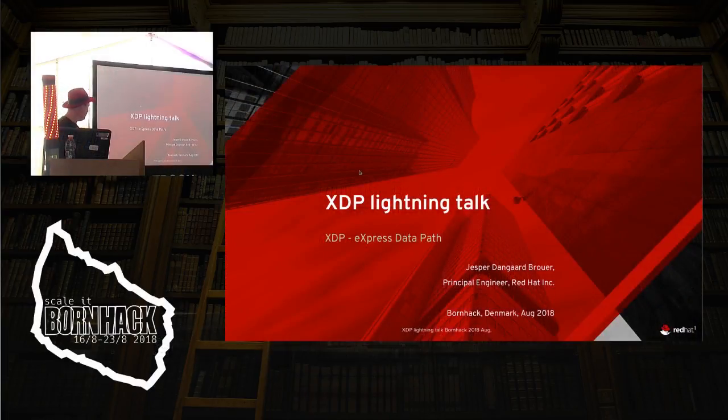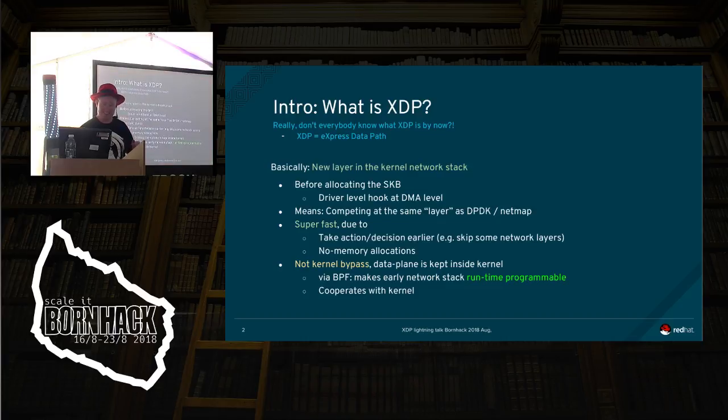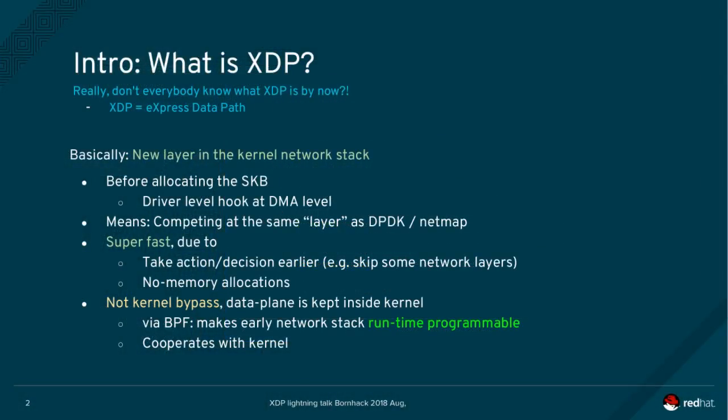Yeah, so I'm going to talk about something I developed in the kernel called Express Data Path. I'm a principal kernel engineer at Red Hat. That's the Red Hat dead giveaway. So what is this XDP, right? I obviously assume everybody knows what this is because I developed it and put it in the kernel. It's been in the kernel since 2016.